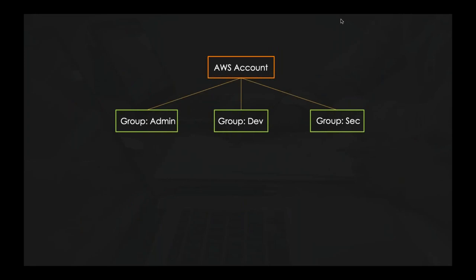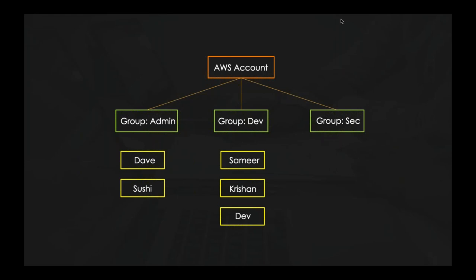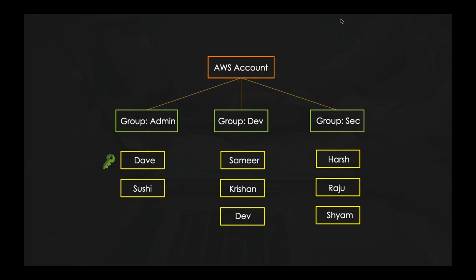So let's consider this group example that is in your AWS account. You have three groups: admin, dev, security. Let's say in admin you have two users, Dave and Sushi, and in dev you have three users, and similarly you have three users in security. Now if you apply a single permission at Dave's level, that permission will be applicable only at user level. That is, this user Dave will have only that particular permission, maybe EC2, maybe S3, whatever the service you want to associate, only that particular user will have that permission. Similarly, if you apply two permissions at the Sumit level, that is at the user level, he will have only those permissions. No other user will have that permission.